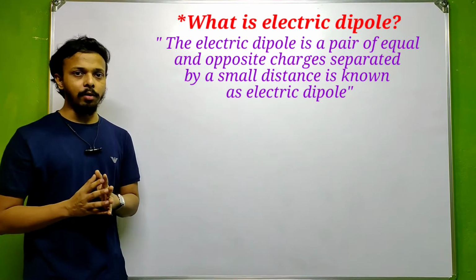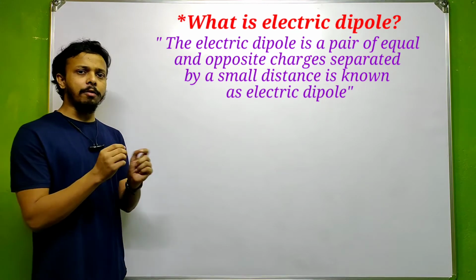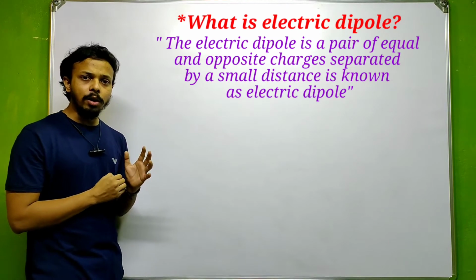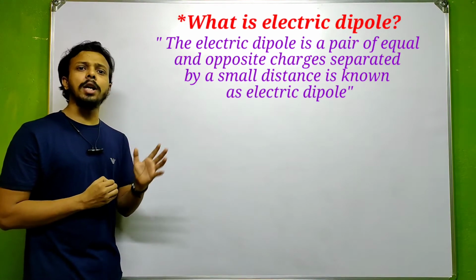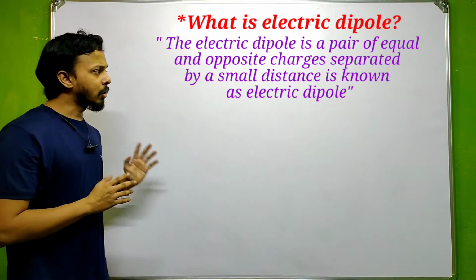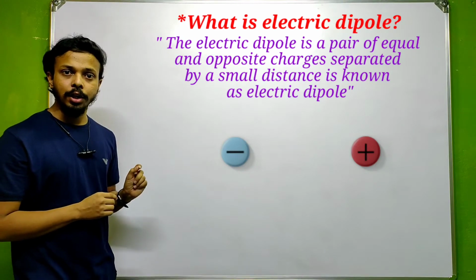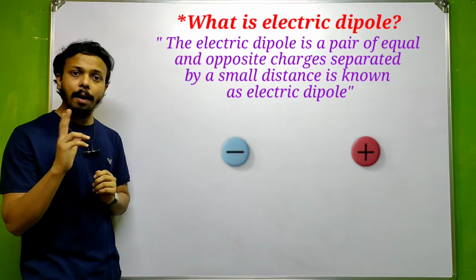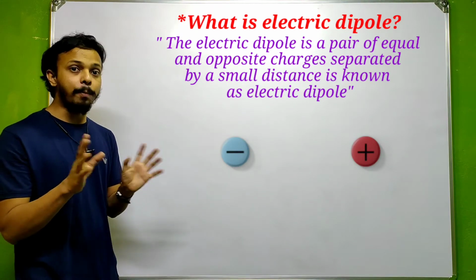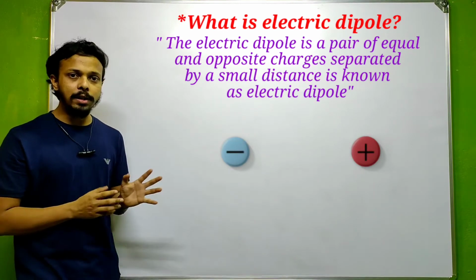Now let us try to understand what exactly is meant by electric dipole. If you see the definition, electric dipole is a pair of equal and opposite charges. So it means it consists of one positive charge and one negative charge. It consists of two charges of opposite polarity. One is positive, one is negative.